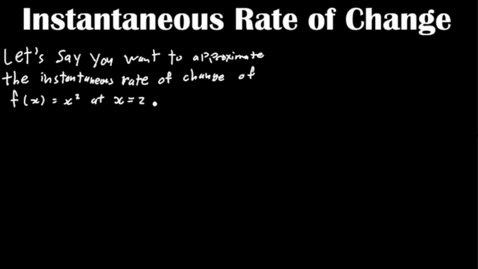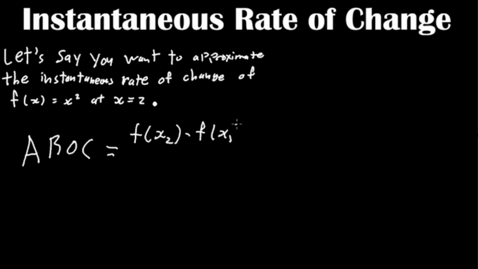Alright, so say you want to approximate the instantaneous rate of change of f of x equals x squared at x equals 2. So we can do what we did on the previous slide, and we can use our average rate of change and just shrink the interval. So recall our average rate of change formula, AROC, which stands for average rate of change. That's f of x2 minus f of x1 over x2 minus x1.